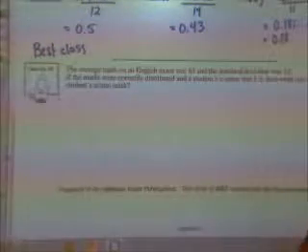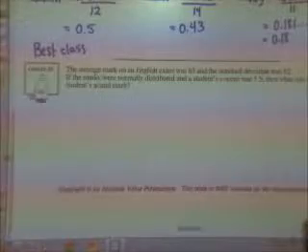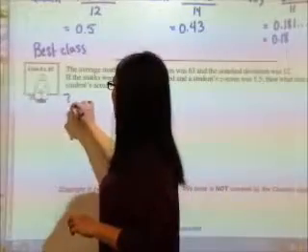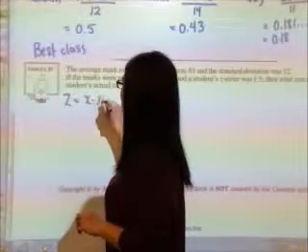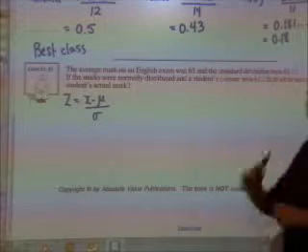So in class example number 5, 6, and 7, we look at solving for the other variables in the Z-score formula. So my Z-score formula is x minus mu divided by sigma. So the average mark on an English exam was 63 and the standard deviation was 12. The marks are normally distributed and a student's Z-score was 1.5. What did they actually get on the test?